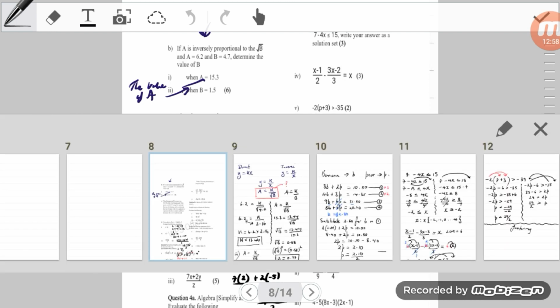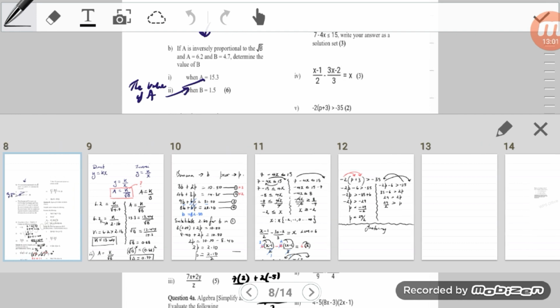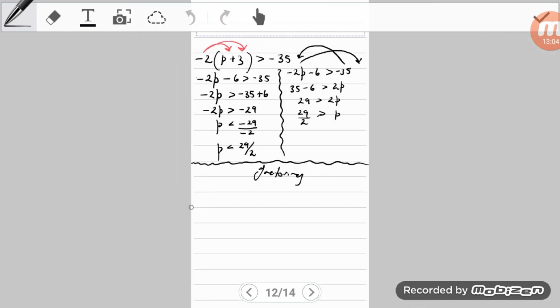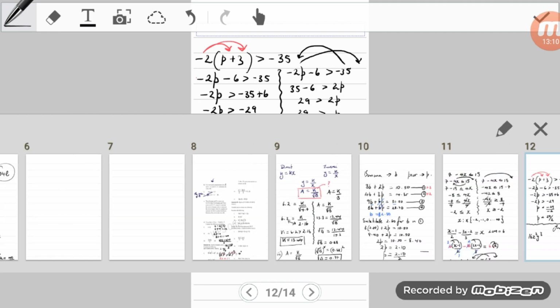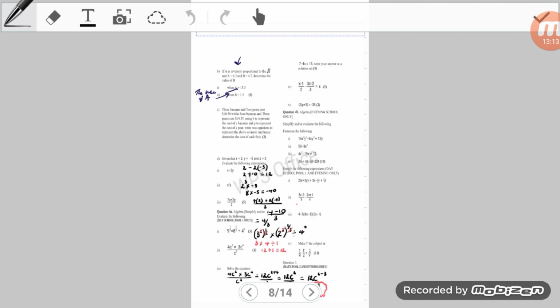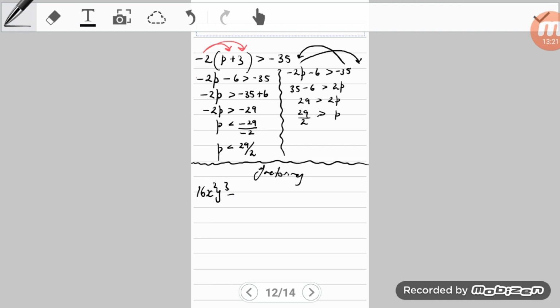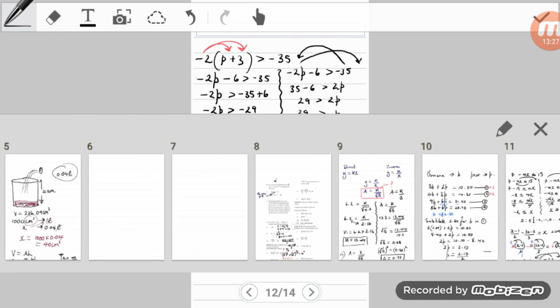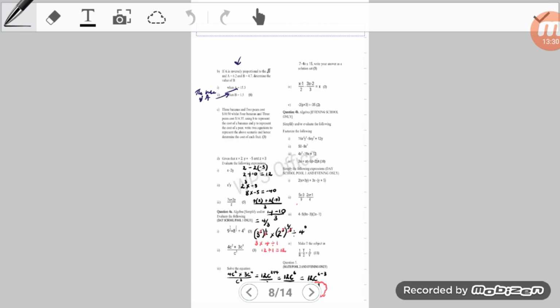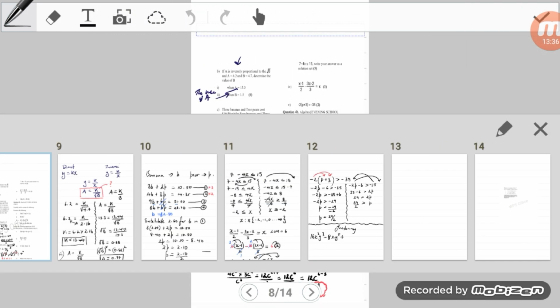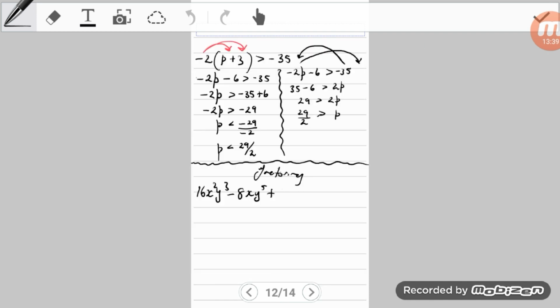16x squared y cubed. Let's just get the questions down here. 16x squared y cubed take away 8xy to the power of 5 plus 12y. Pardon me guys, I may have to go back and forward like that, but I don't have all the questions on one page. So that's plus 12y. We're going to have to factor that.